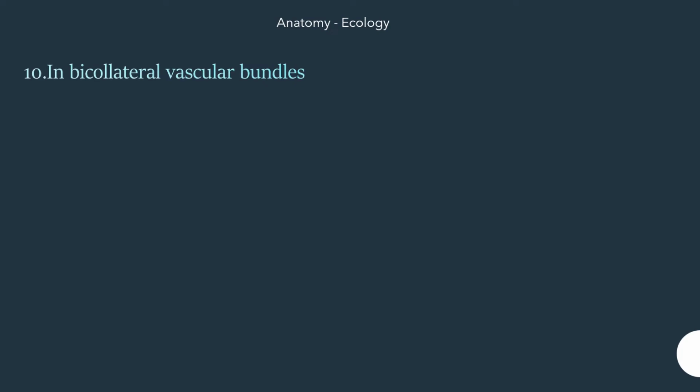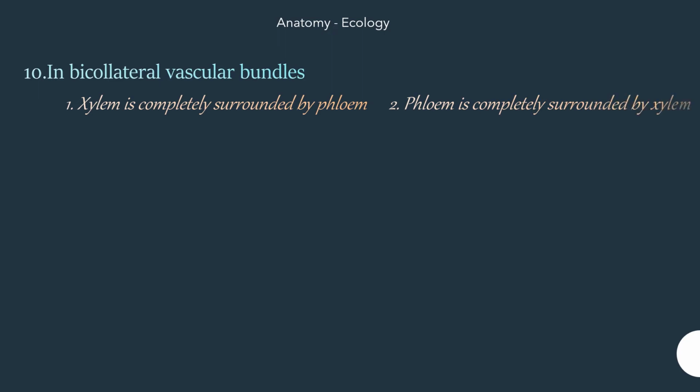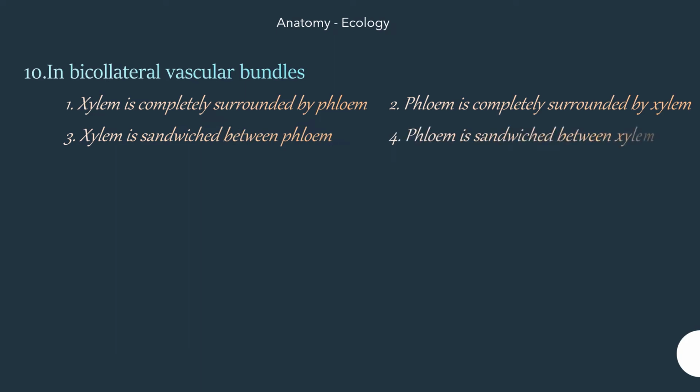In bicollateral vascular bundles, options: 1, xylem is completely surrounded by phloem. 2, phloem is completely surrounded by xylem. Option 3, xylem is sandwiched between phloem. Option 4, phloem is sandwiched between xylem. The answer is 3. In bicollateral vascular bundles, xylem is sandwiched between phloem.